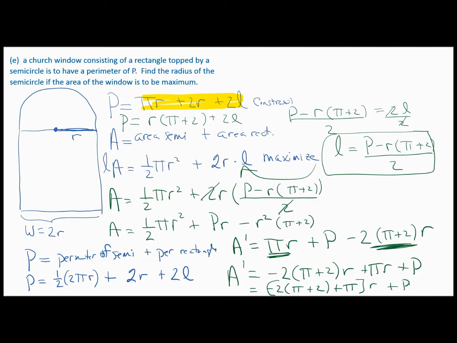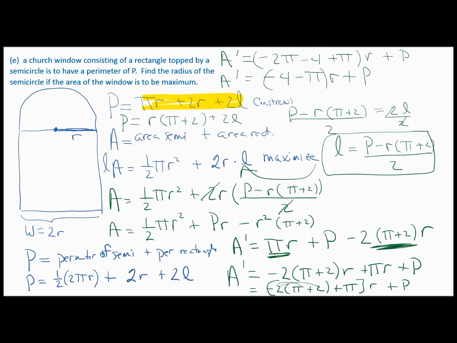Now we can make that look much better. Now I'm going to go to the top of the page because I really want to simplify the derivative on this page, and then we can add another page to our work. So when I distribute this negative 2 inside, that's going to be A prime is equal to negative 2 pi minus 4 plus pi, all that's times R, plus P. That simplifies as negative 2 pi plus pi is going to be negative pi, so (negative pi minus 4) R plus P. Finally, that is the first derivative.